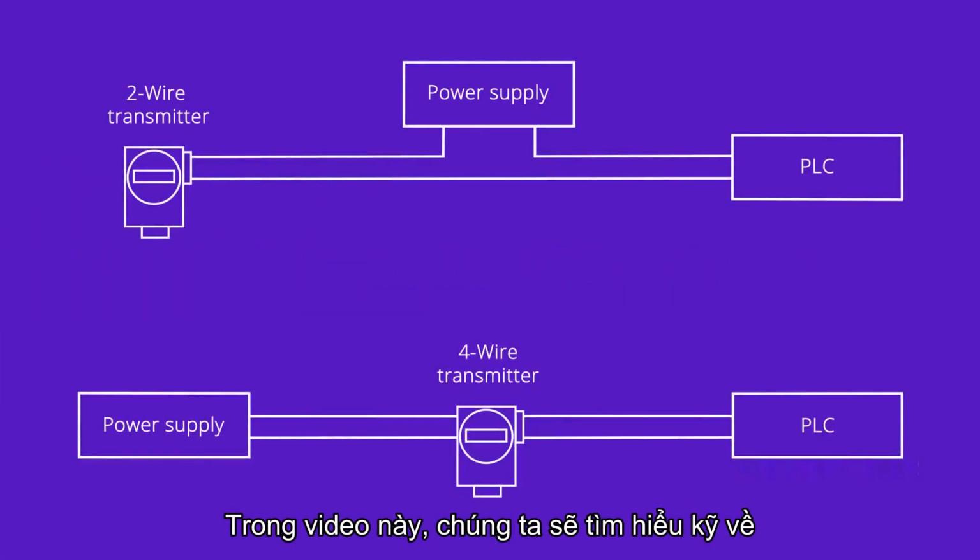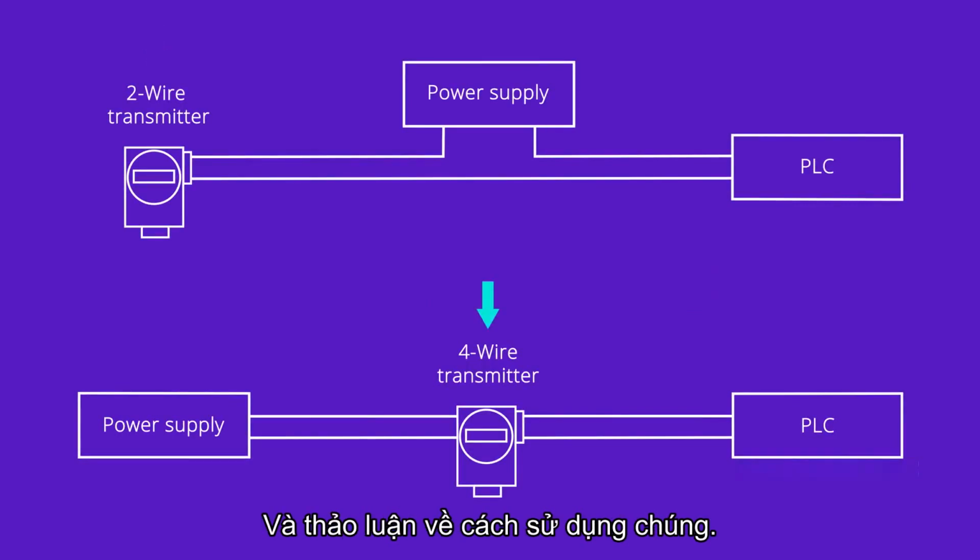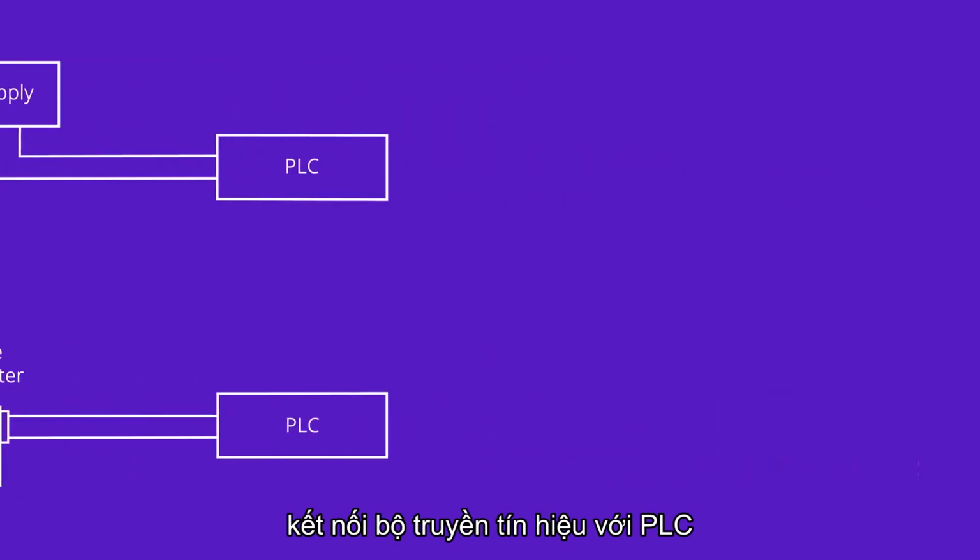In this video, we're going to take a close look at 2-wire and 4-wire transmitters and discuss where they are used and why. We're also going to explore wiring configurations and how transmitters are connected to a PLC.